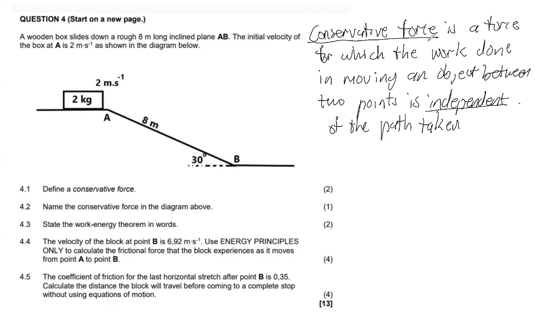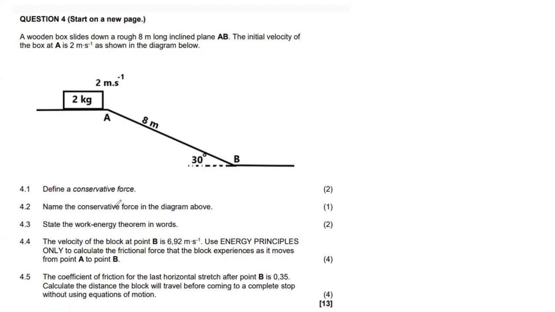Now, a conservative force is a force for which the work done in moving an object between 2 points is independent of the path taken. Right. Then let's go to 4.2. It says name the conservative force in the diagram above. Remember, a conservative force can either be the gravitational force, or you can say it is the normal force. So either one of these two is correct.